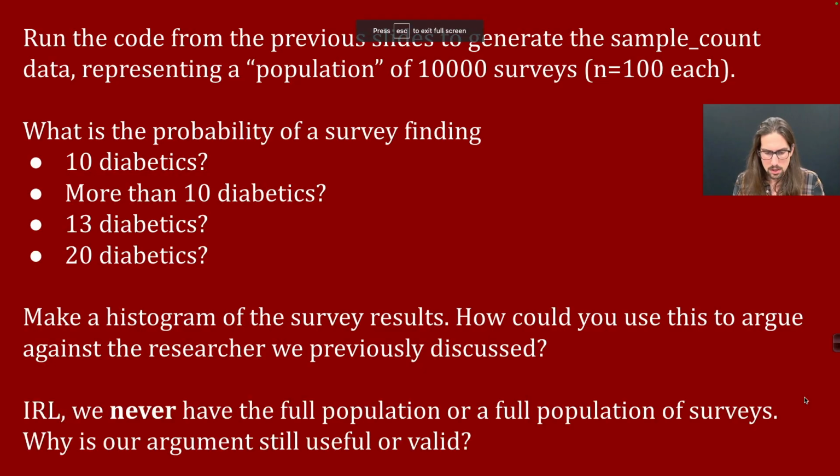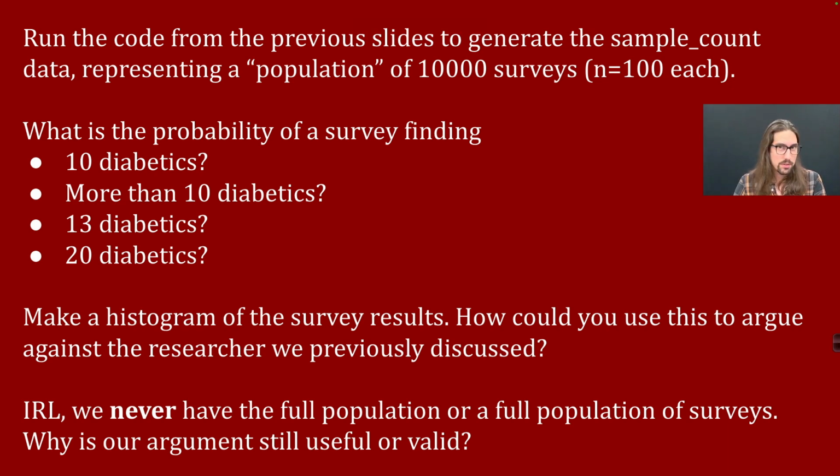So hopefully that was useful to you. Remember, this is a kind of academic exercise. We never have the full population of surveys. Even in this case, we just took 10,000 surveys and we said, hey, that's good enough to approximate the population of all possible surveys that we could have done, all possible samples of 100 people from this 5 million person population. We don't even computationally have the power to generate that full population, so we approximate it.